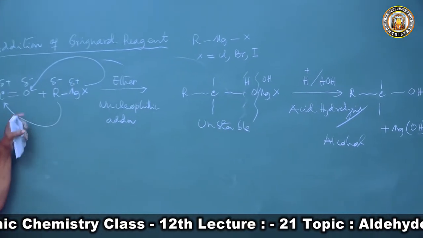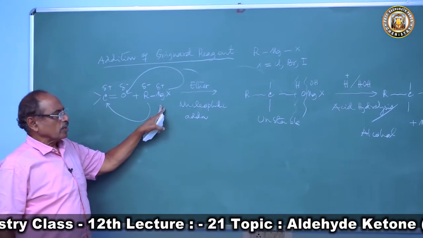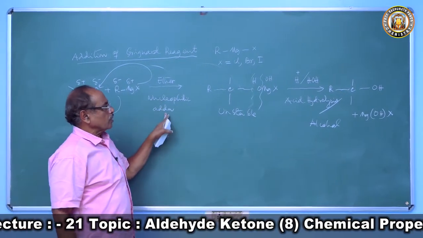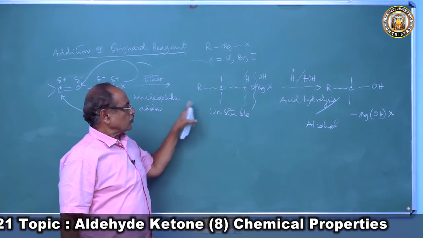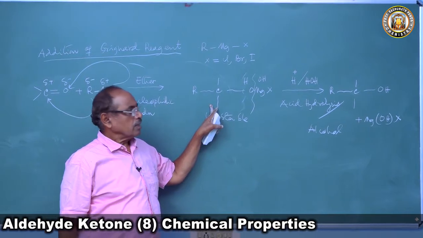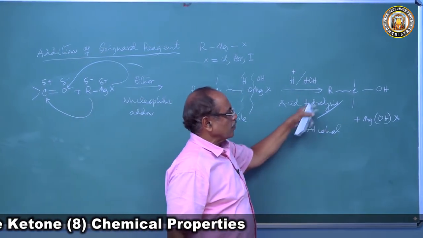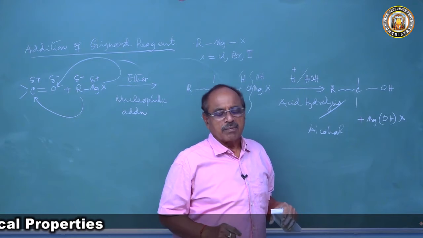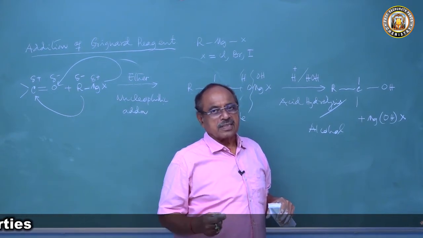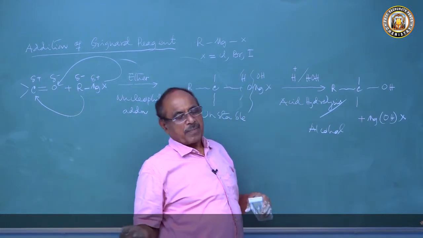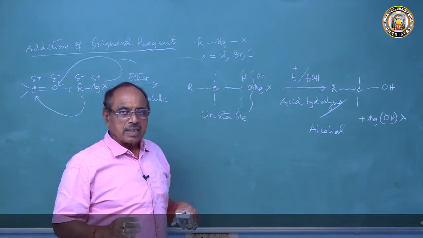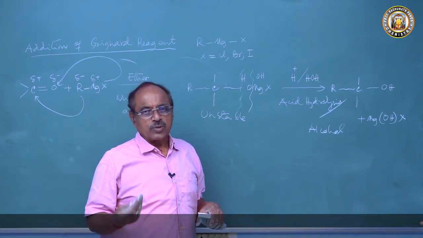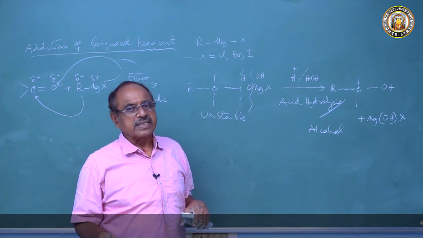So when a carbonyl compound is treated with a Grignard reagent in presence of ether, it undergoes nucleophilic addition reaction to form an unstable product, which upon hydrolysis produces an alcohol. This is a very useful method for preparation of alcohols. Formaldehyde forms primary alcohol, all other aldehydes form secondary alcohol, and acetone or ketones form tertiary alcohol.